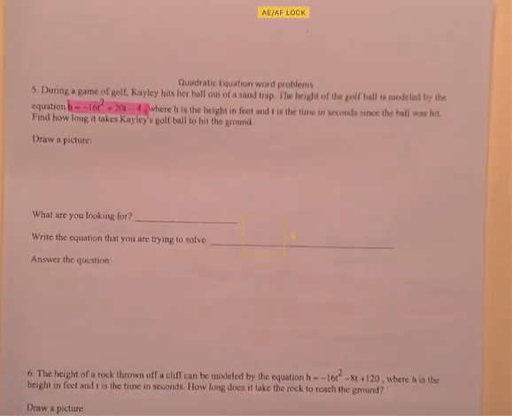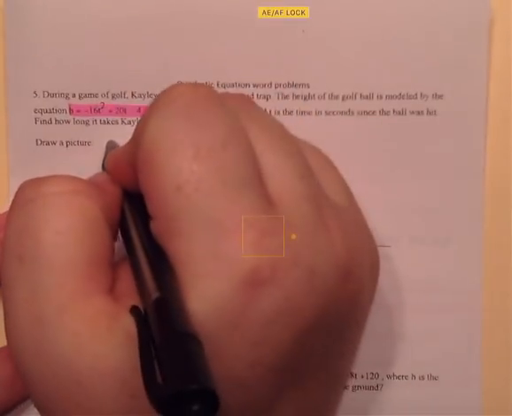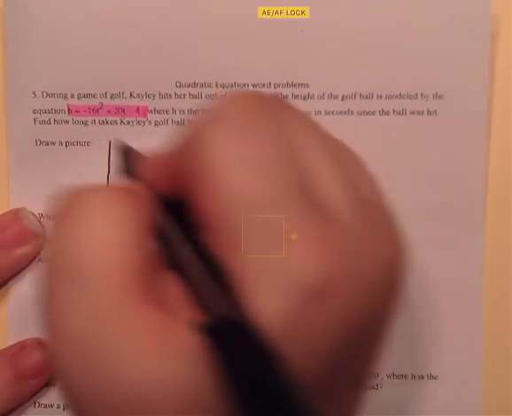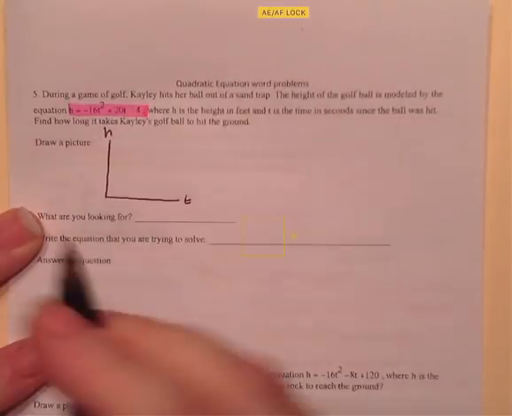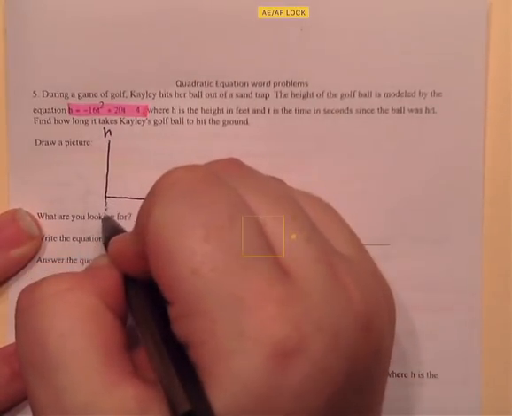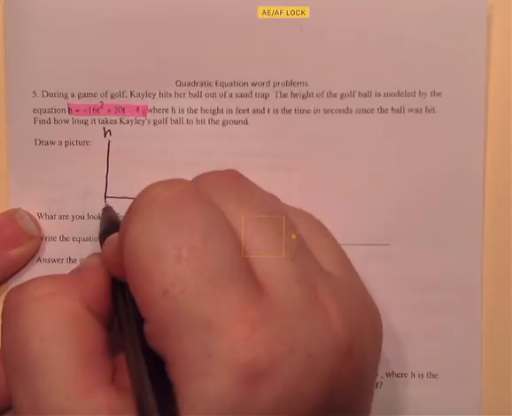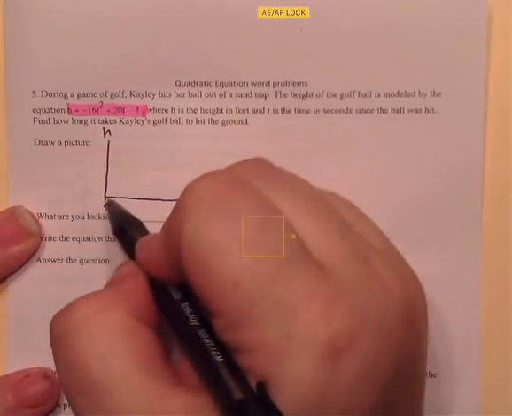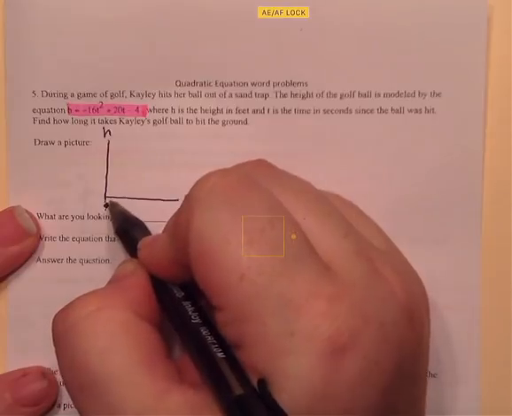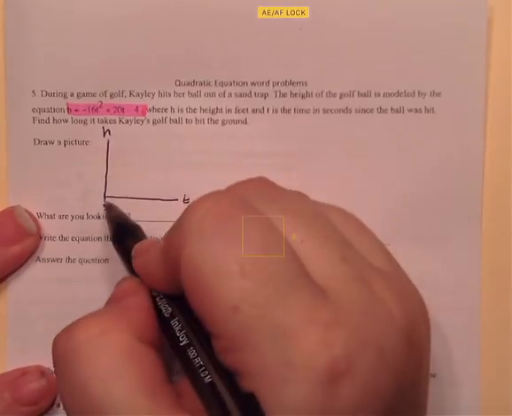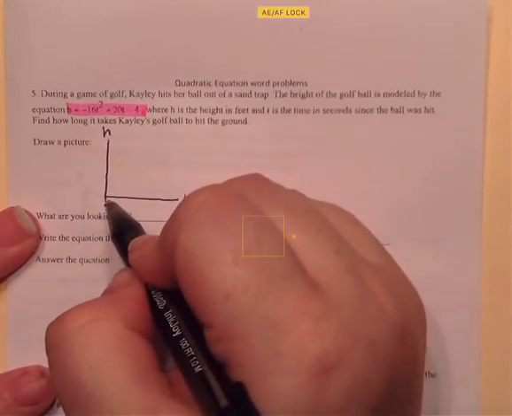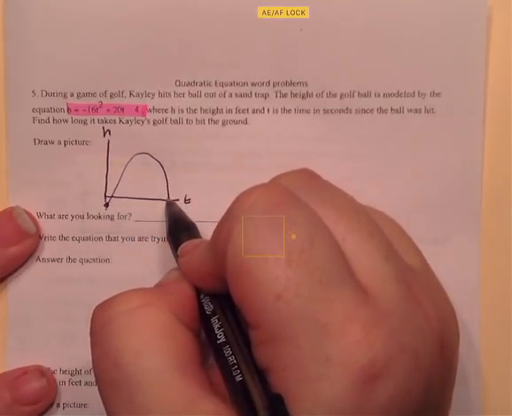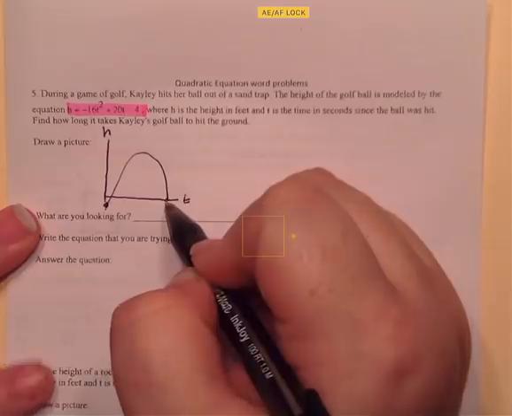So if we draw our picture real quick, still in the first quadrant, this is still T and this is H. What's happening with Kaylee is that her ball is sitting down here at -4 feet. So when she hits it up, it will hit ground level, and then it'll keep going up, and then it'll come back down and stop on the ground itself.